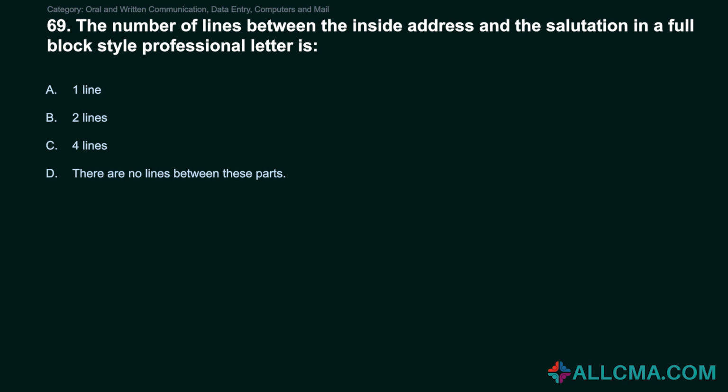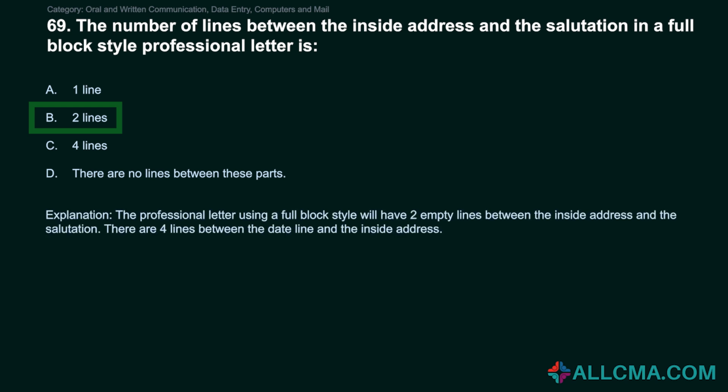69. The number of lines between the inside address and the salutation in a full block style professional letter is A. 1 line. B. 2 lines. C. 4 lines. D. There are no lines between these parts. Correct answer, B. 2 lines. The professional letter using a full block style will have 2 empty lines between the inside address and the salutation. There are 4 lines between the date line and the inside address.